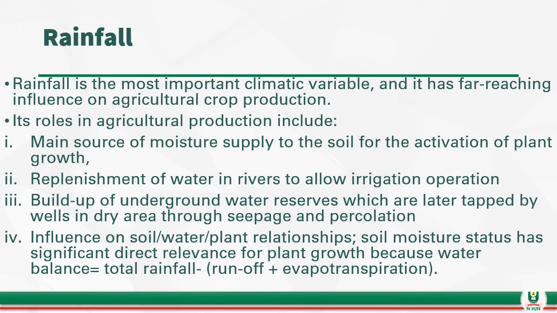So we have this kind of equation here: water balance equals total rainfall minus runoff plus evapotranspiration. So what we are trying to say here is that the water balance is rainfall subtracted from the runoff, that's the excess water, and evapotranspiration, that is the water inside the air. So you have the total rainfall as runoff water plus the water in the air.